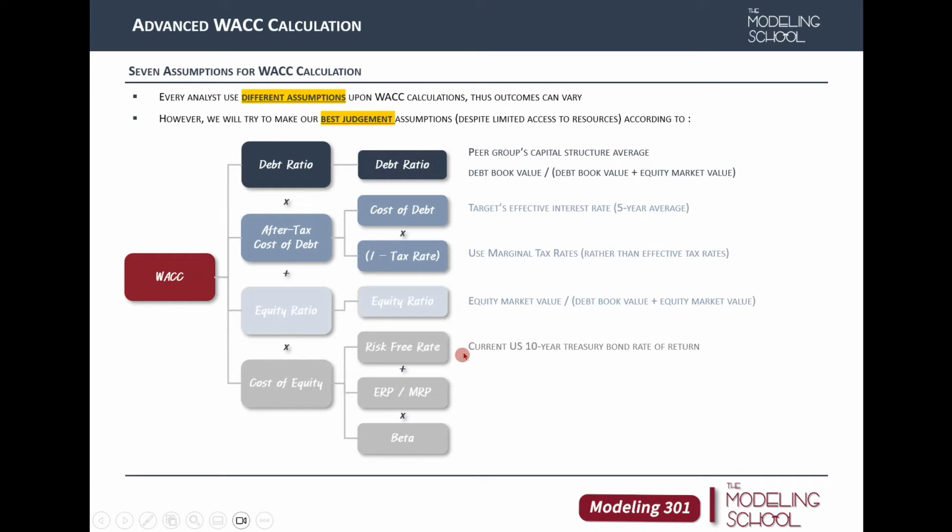For the risk-free rate, generally people use the current US 10-year Treasury bond rate of return. Some sources use 20-year bonds and so on, but we're going to use 10 years. Equity risk premiums and market risk premiums, if you have access to Bloomberg or some other service provider, they provide you with equity risk premiums with their own logic, with their own calculations.